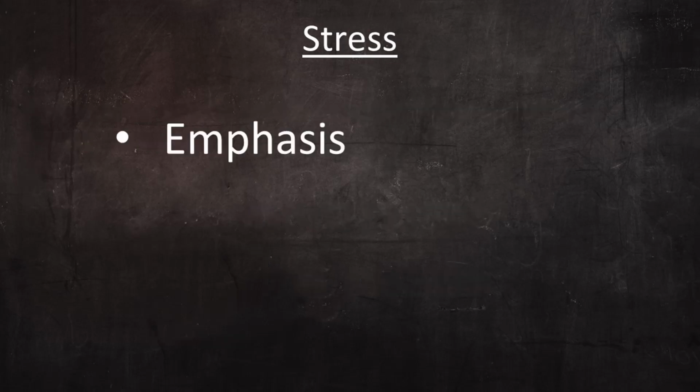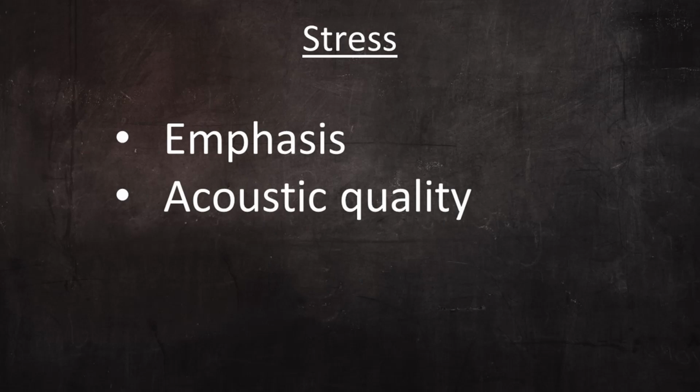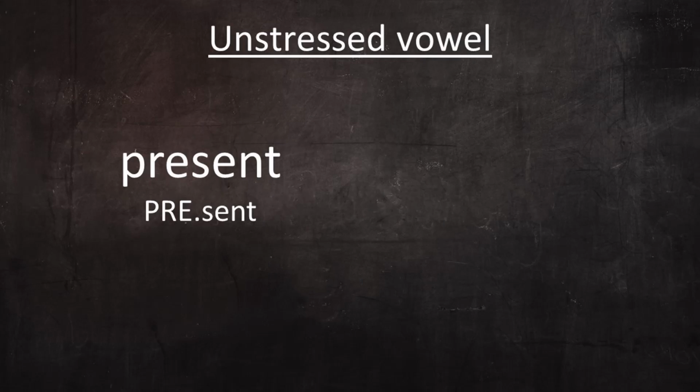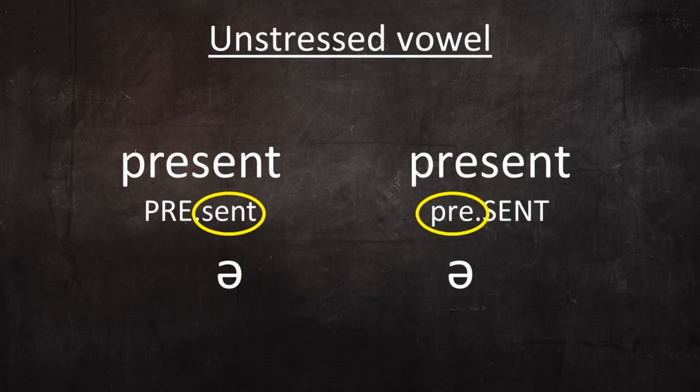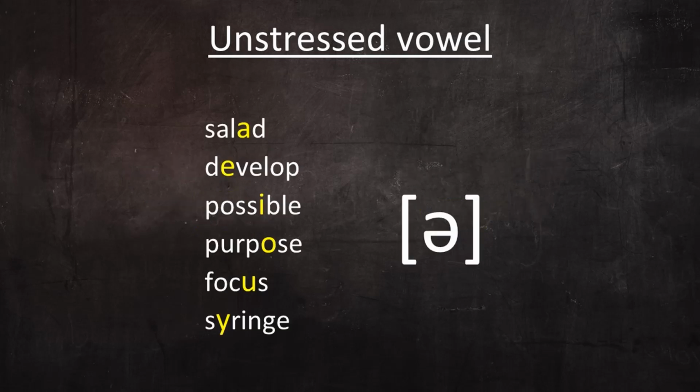Alright, in addition to having greater or lesser emphasis, the acoustic quality of English vowels is significantly different between stressed and unstressed syllables. Compare the word present, a noun, and the word present, a verb. Observe that the unstressed syllable has less verbal emphasis, but it also does this thing where it's not pronounced as it is when it's stressed, but something more like present, present. This same phenomenon may occur with any vowel in the English language when it appears in an unstressed syllable. Observe these examples. Salad, develop, possible, purpose, focus, syringe.